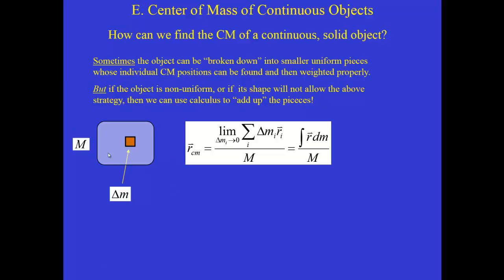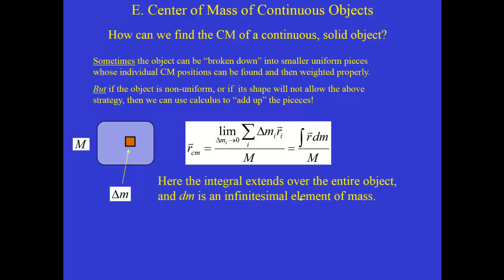So here is the definition of the center of mass position. It's defined as the summation of the mass times the position of that object with respect to the origin divided by the total mass. But if we take the limit where the size of the mass gets smaller and smaller, then we can replace this summation with an integral. And so the integral of the position of a piece of the object times the differential amount of mass it contributes, integrated over the entire object, divided by the total mass, gives us the position of the center of mass.